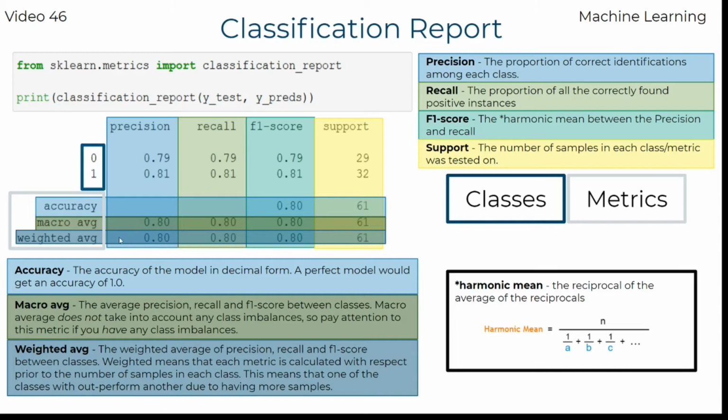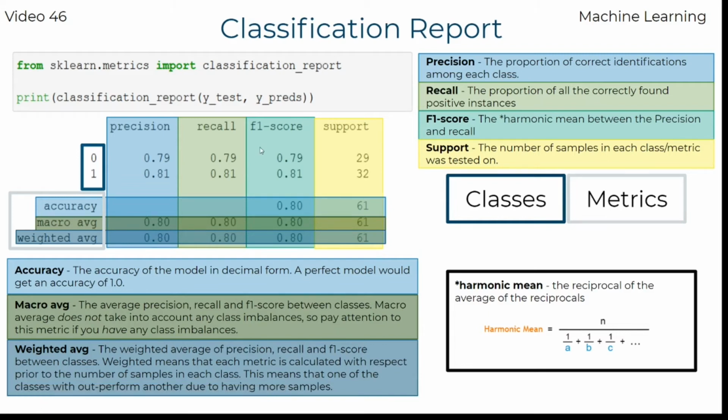The next one here is weighted average. The weighted average is basically the weighted average of precision, recall, and F1 score between the classes. Weighted means that each metric is calculated depending on the number of samples in each class.